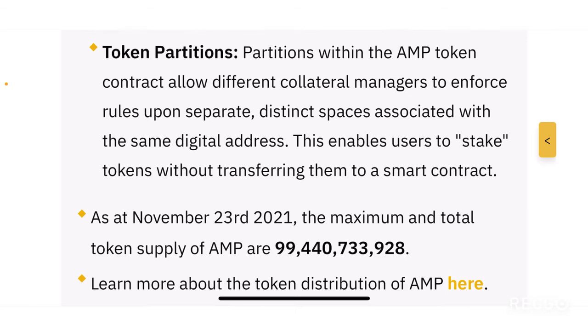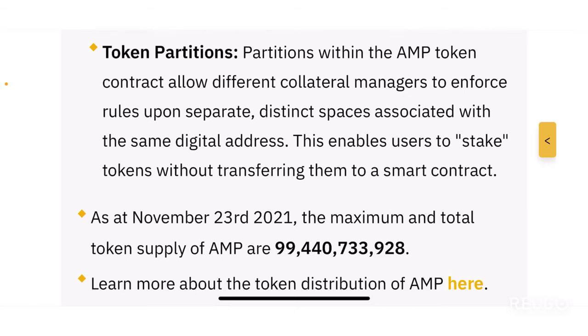So again, this is a little bit of a complicated architecture. When it comes to partitions within the AMP network contract itself, this basically allows the various different collateral managers to enforce their own rules upon separate distinct space associated with the same digital addresses.